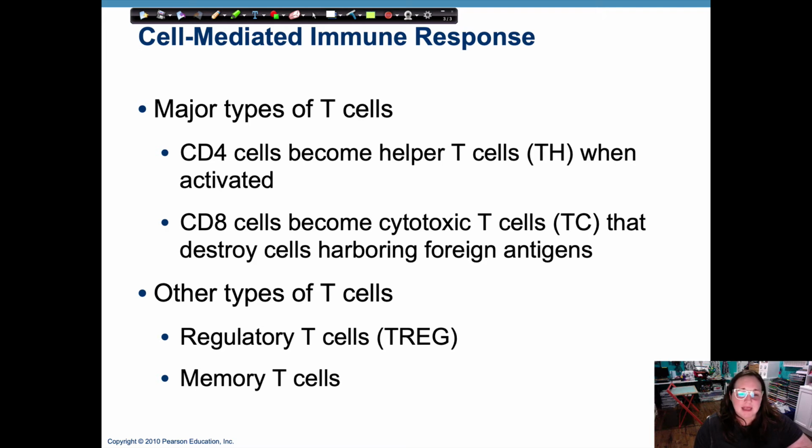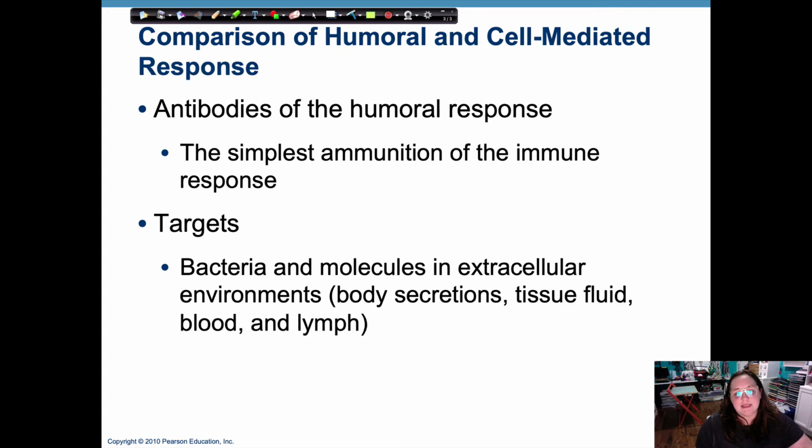To pump the brakes whenever the infection is waning or going away. The T regulatory cells tell the immune response to just chill out for a minute and not to make so many active immune cells. And this is so that the cells don't go rogue and start attacking body cells on accident. And so these T regulatory cells are going to be important for that reason.